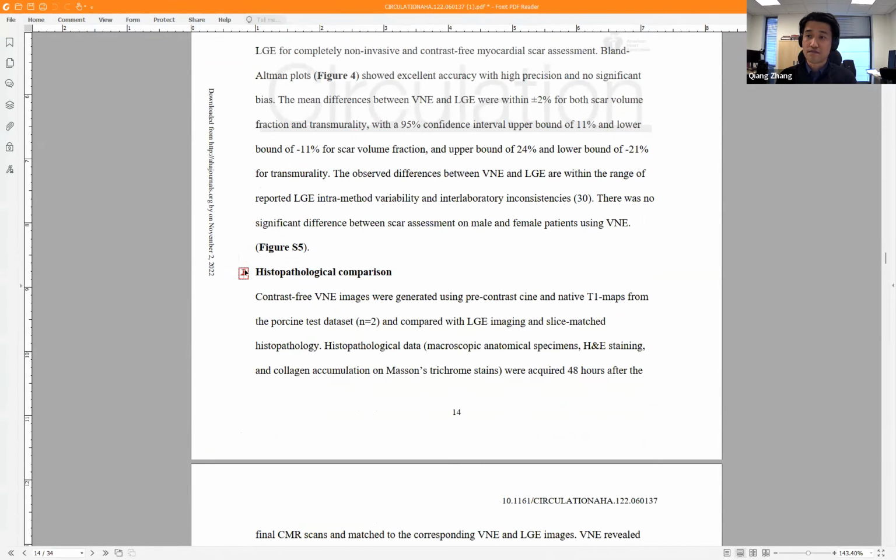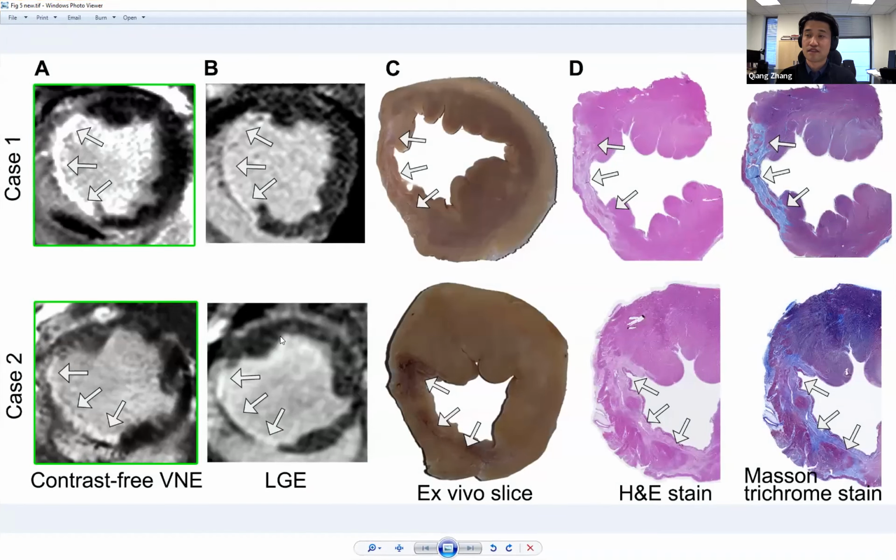And we also did a proof of principle histopathology validation using the data set kindly provided by our collaborator Rohan Dharmakumar. Those are the 2 pig data sets. From left to right, we have the developed VNE images, the conventional LGE image, the X-view slice, and the histology data. We can see that the VNE image detected the clear infarct scar, and it matched strongly with the LGE and also the X-view slice and the histology data.